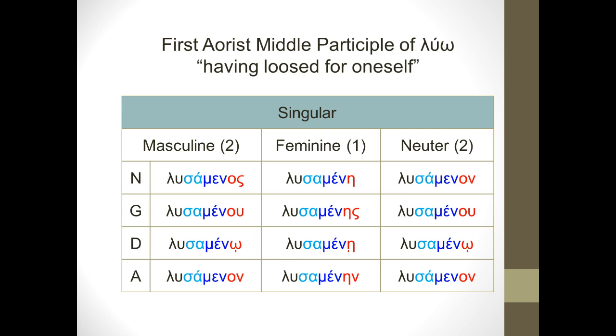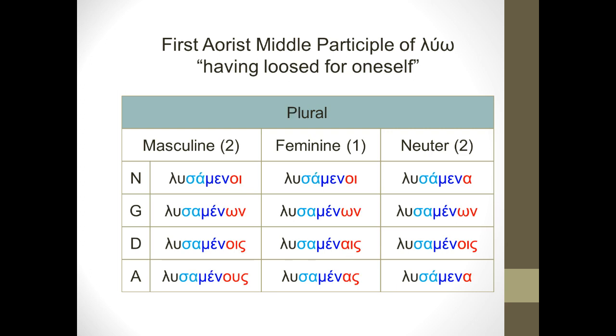So let's take a look here and pronounce them, beginning with the nominative. In the singular here, we have lousamenos, lousamene, lousamenon. In the genitive, lousamenou, lousamenes, lousamenou. In the dative, lousamenoi, lousamene, lousamenoi. And in the accusative, lousamenon, lousamenen, lousamenon.